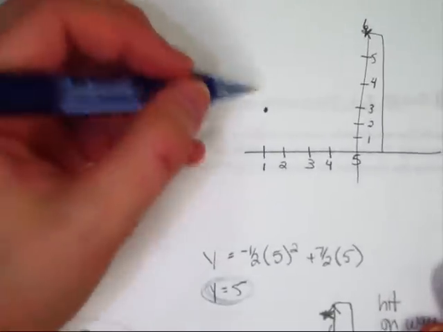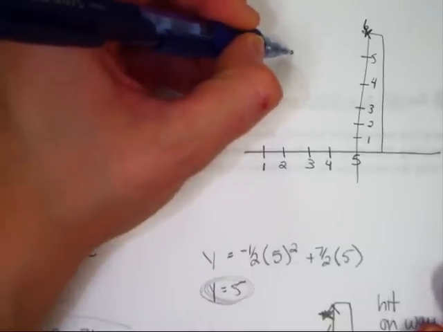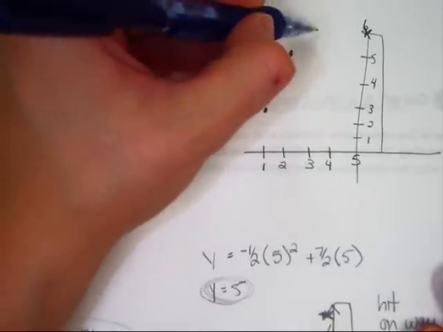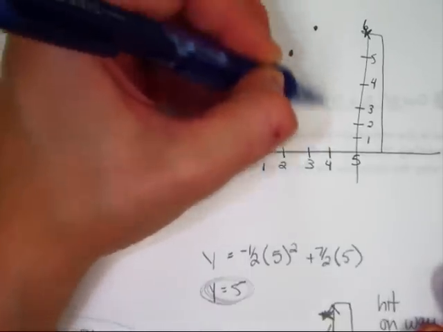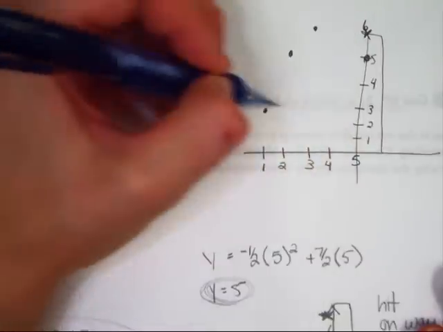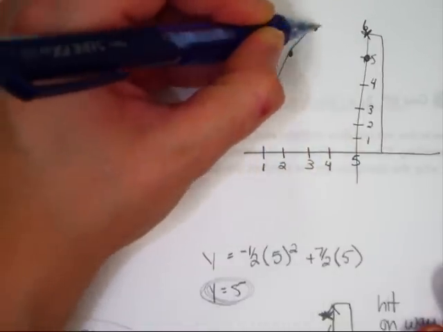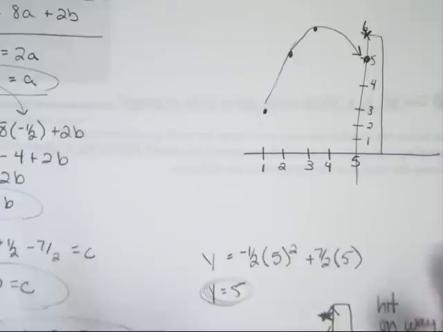It's at 1, 3. It's at 2, 5. And then it goes to 3, 6. And then we just plugged in 5, 5. So you can see it's on its way down. So that's why it's going to hit on its way down.